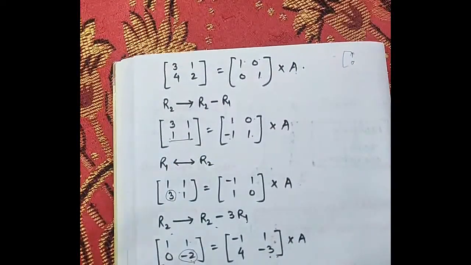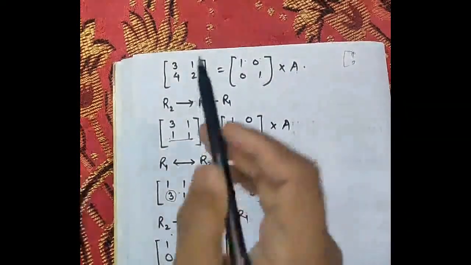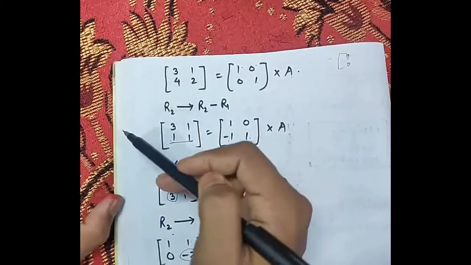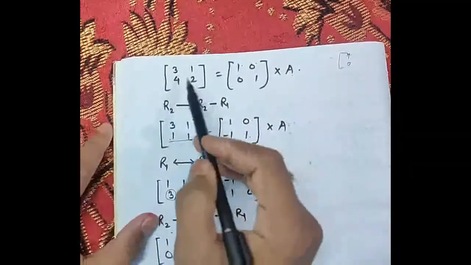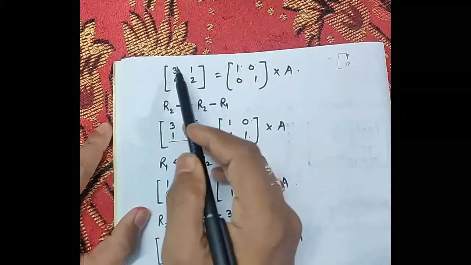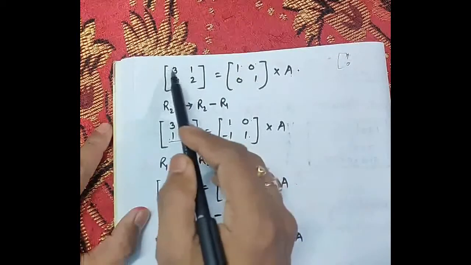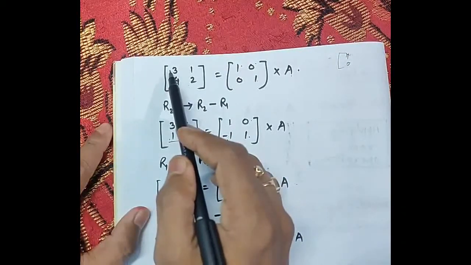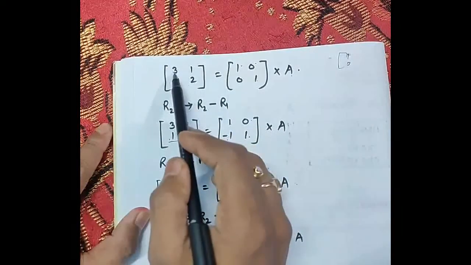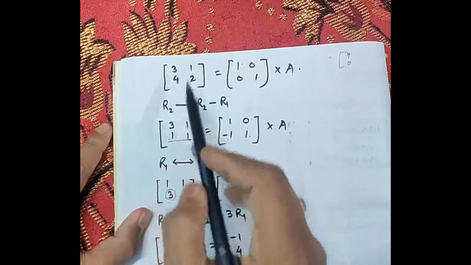Now what operation will we apply to make the first element 1? You can do R1 minus R2. If you do R1 minus R2, this will come minus 1. Then you can multiply minus 1 with the first row, and it will come 1.